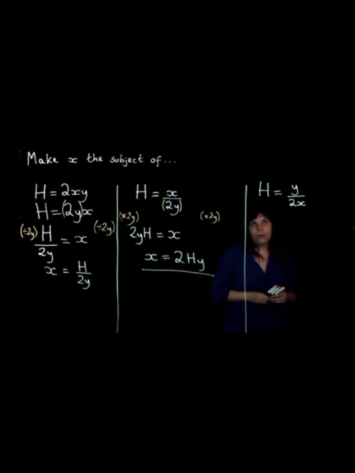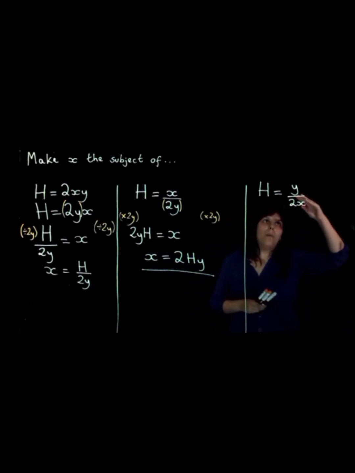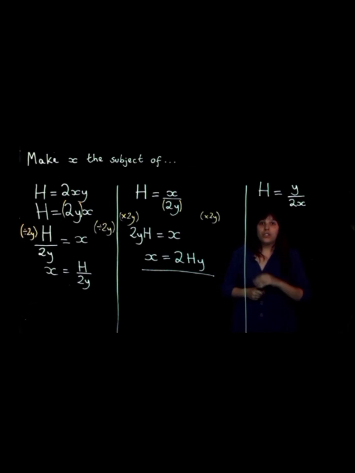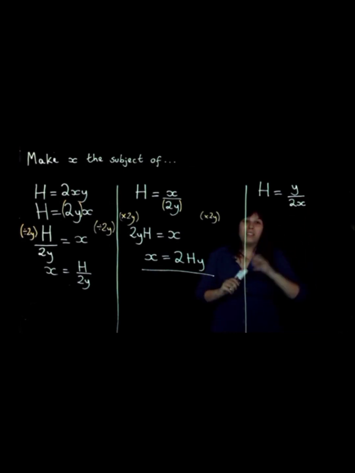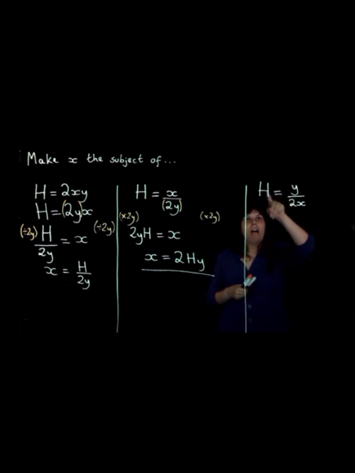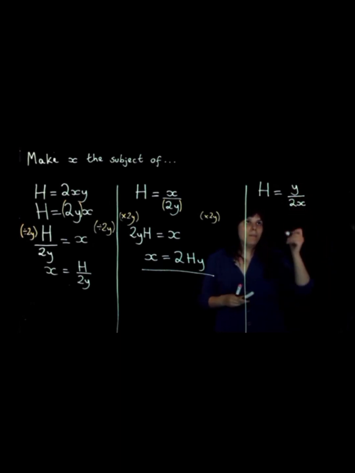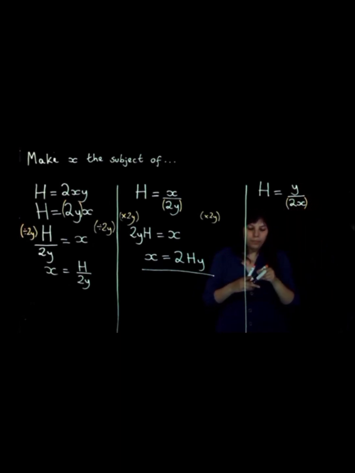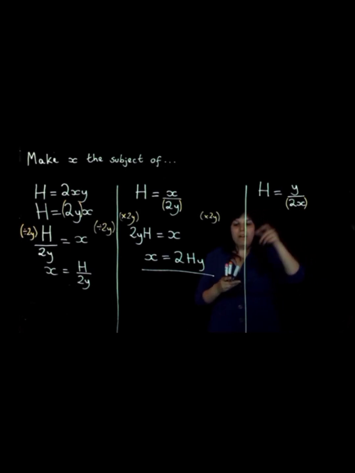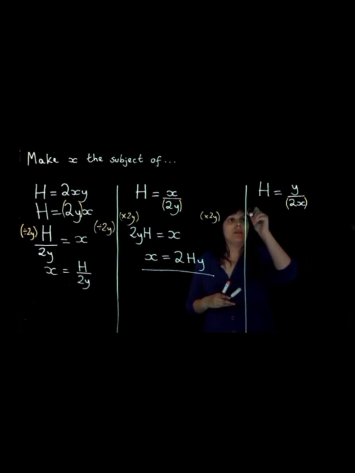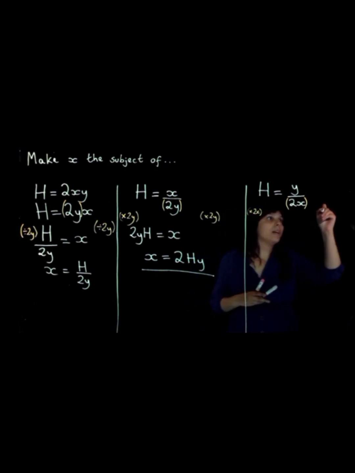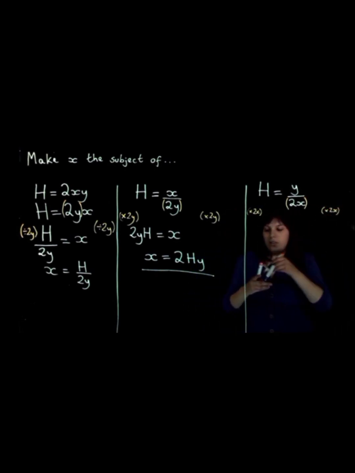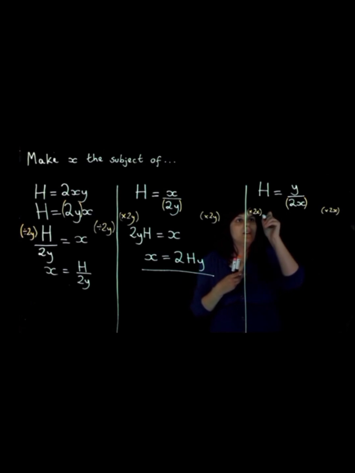If we look at the third example, we've got h equals y over 2x. Now I'm going to show you 2 ways to do this because the first way is slightly more complicated than the second way. But my first one I'm going to show you anyway. So I've got h equals y divided by 2x. So I'm going to make this one term. And I'm currently dividing by 2x, so I'm going to multiply by 2x. And do that to both sides. So I end up with 2hx equals y.